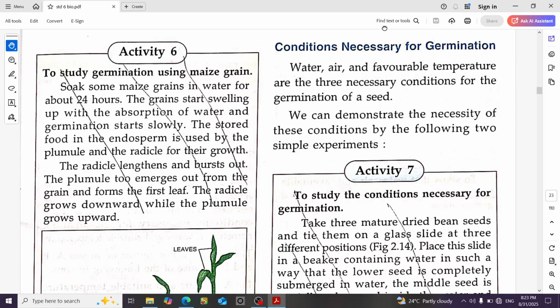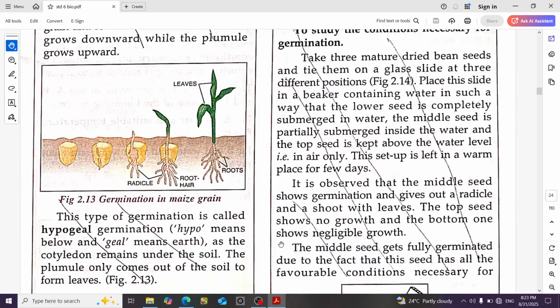Another activity told us to study the germination of maize grain. So see this. Looking at the picture, everything is very clear. Radicle, plumule, and then leaves coming out.